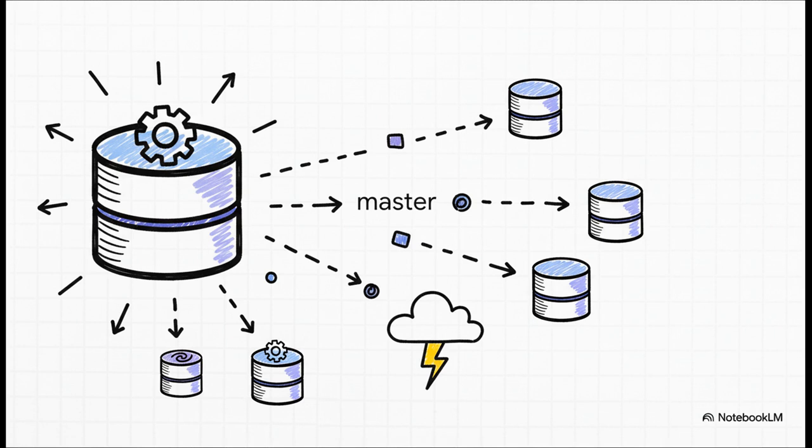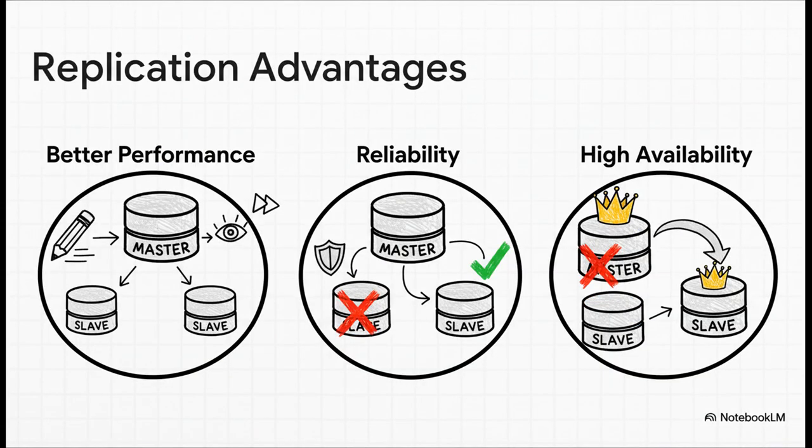Then all that data gets copied or replicated over to one or more replica databases. And those replicas? They're dedicated to just handling read requests. And the benefits you get from this, they are huge. Performance gets a major boost because you're splitting up the read and write traffic. It's way more reliable because your data now lives in multiple places. And most importantly, it gives you high availability.